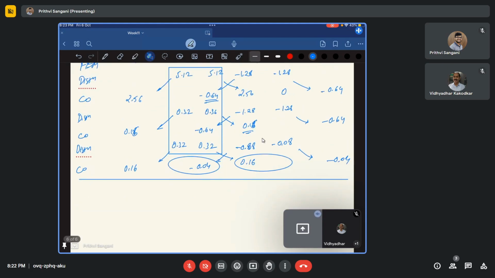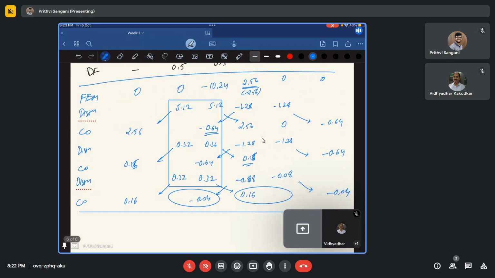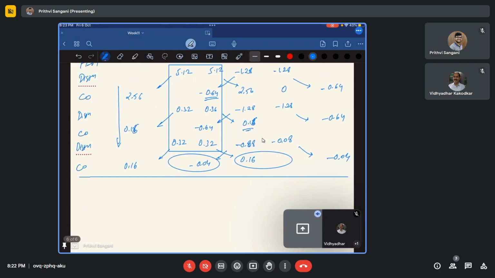So how do you find the final moments? The final moments are nothing but the addition of each term. So you'll do the addition here and find out. This is going to be 2.56 plus 0.16 plus 0.16. That is almost 2.88.